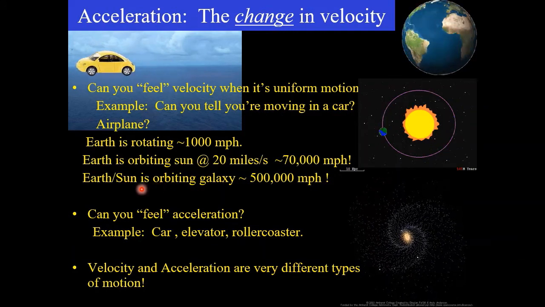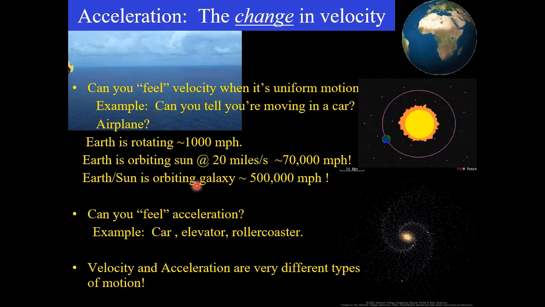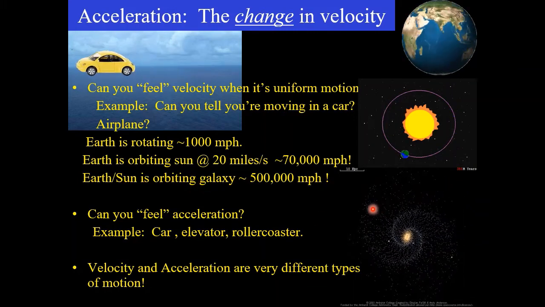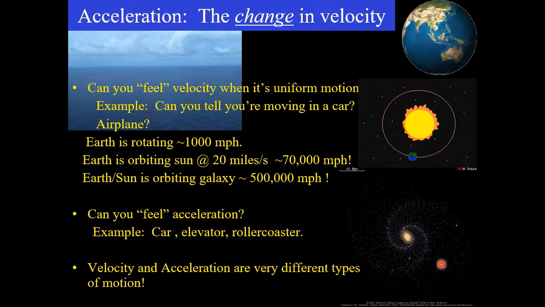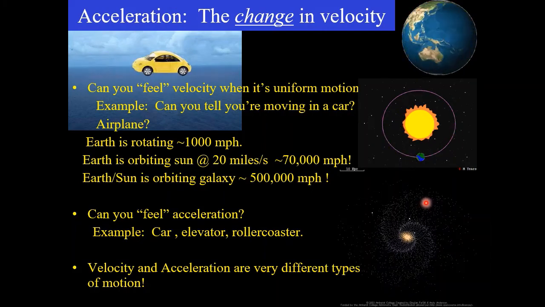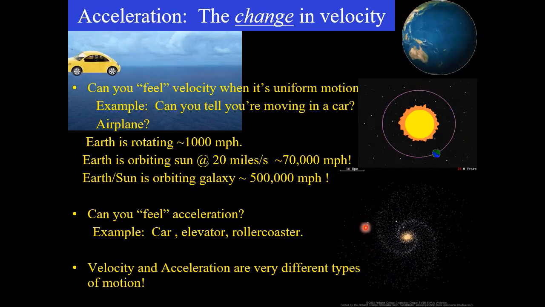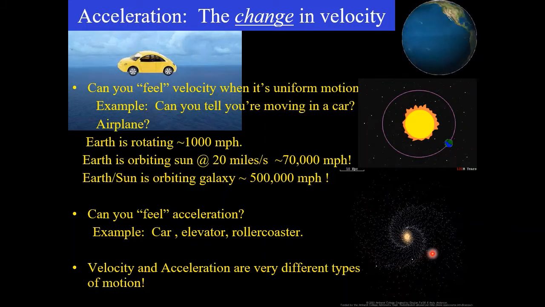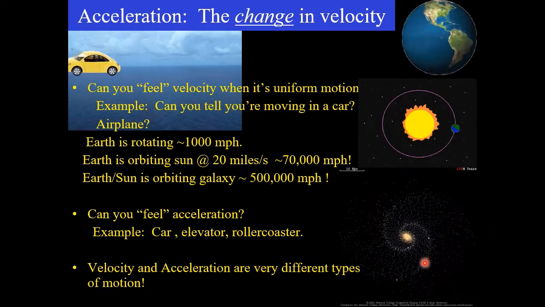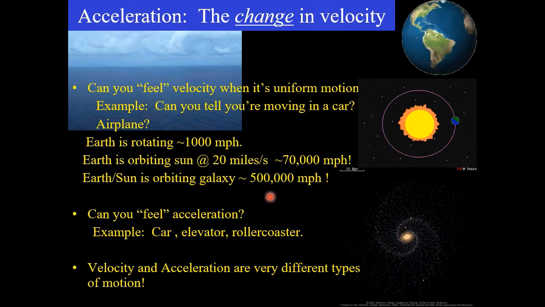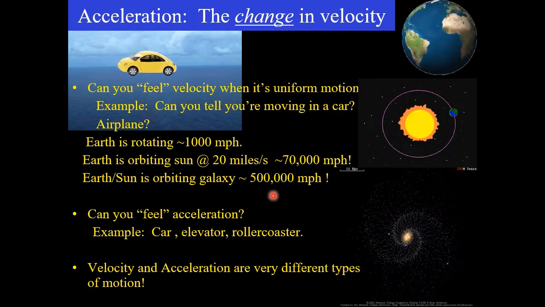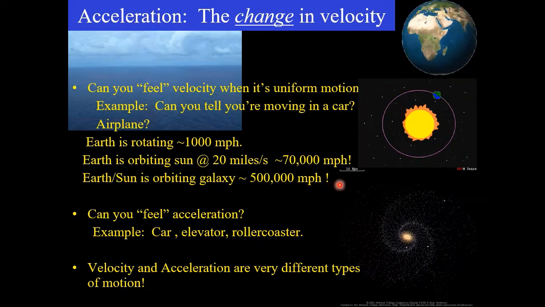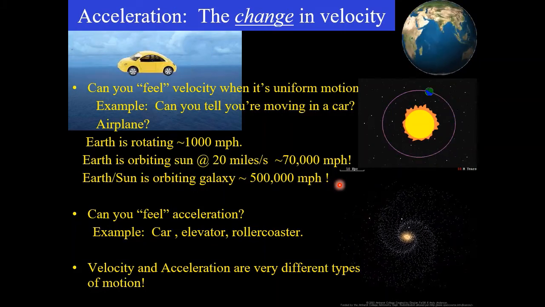Our solar system, our Earth and our Sun and all the other planets, is orbiting around the galaxy. All right, our galaxy, we'll learn about galaxies later in the course, but it's a collection of stars. And our Sun is just one of about 200 billion stars in the Milky Way. And our Sun and the solar system is slowly orbiting around the center of the galaxy, as shown in this animation here. Well, it turns out we're traveling through galactic space at about 500,000 miles per hour. And of course, we can't feel this velocity at all, right?